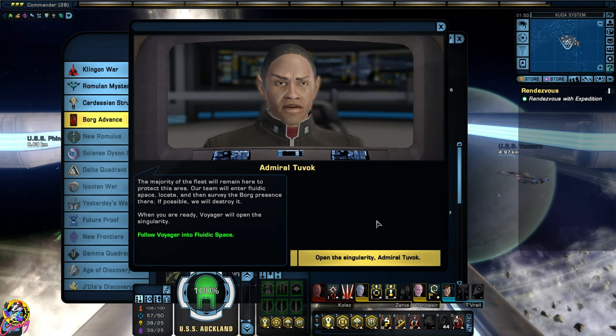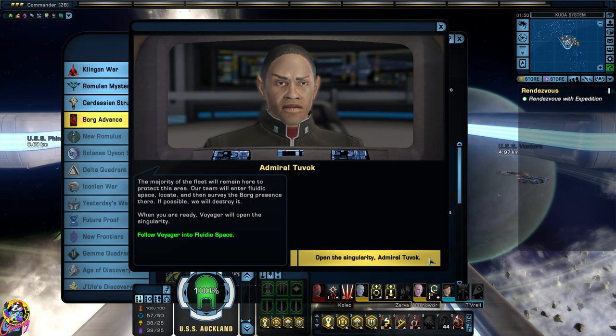The majority of the fleet will remain here to protect this area. Our team will enter fluidic space, locate, and then survey the Borg presence there. If possible, we will destroy it. When you are ready, Voyager will open the singularity.